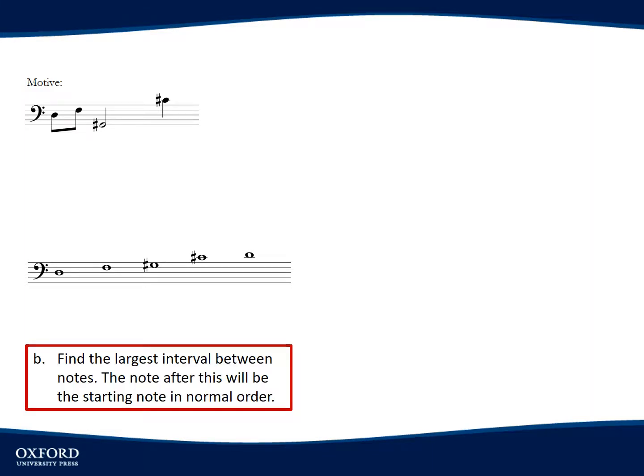The next step is to find the largest interval or biggest gap between notes. So to do that, we have to analyze the intervals. From D to F is a minor third, F to G sharp is an augmented second, G sharp to C sharp is a perfect fourth, and C sharp to D is a minor second. The largest interval we have is the perfect fourth between G sharp and C sharp. The note after this interval, C sharp, will be the starting note in normal order.